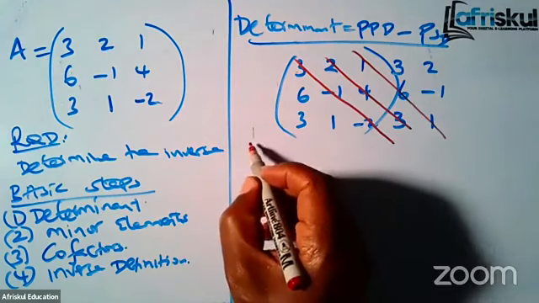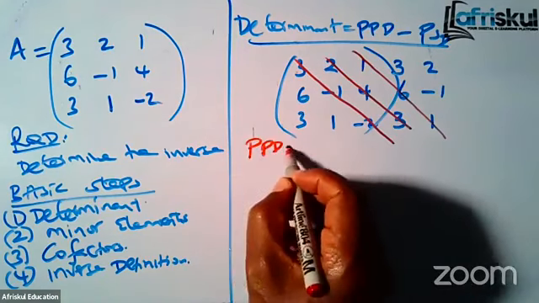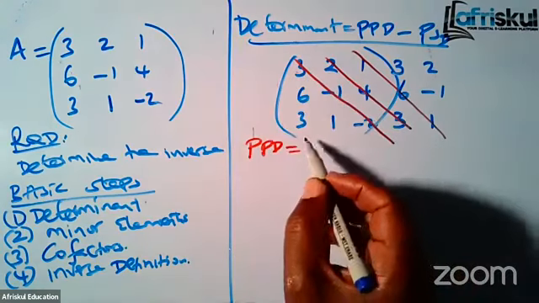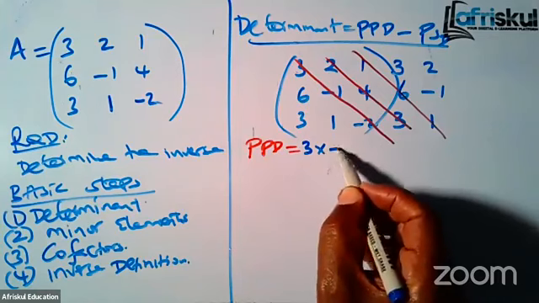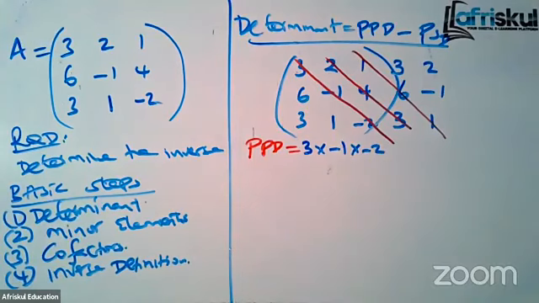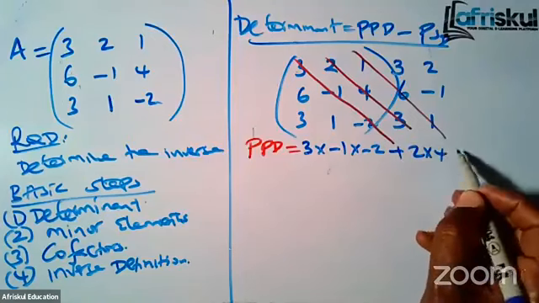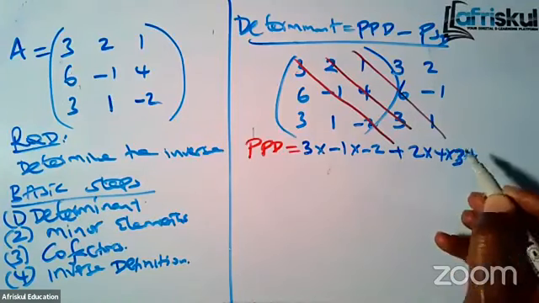So give us what we call the PPD. PPD is product of primary diagonal, by basically multiplying the primary diagonal elements. Like the first one will be 3 times -1 times -2. Plus the other primary, which is 2 by 4 by 3 by 3.